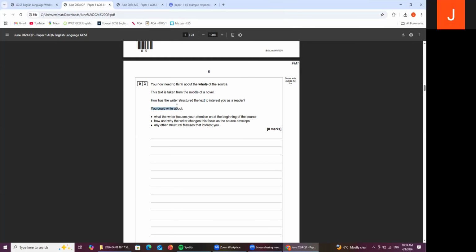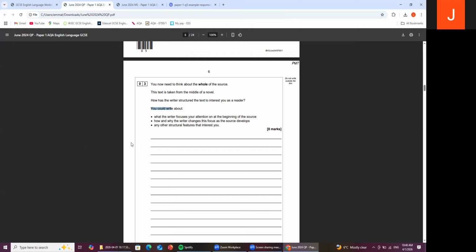Again, you have to, it's a non-negotiable: what the writer focuses your attention on at the beginning of the source, and how and why the writer changes this focus as the source develops, and any other structural features that interest you. So we're not thinking about language features, we're thinking about structure. So things like focus shifts, sentence structure, time shifts, foreshadowing, again, beginning and middle and end. We're not thinking about metaphor, similes, personification, those kinds of things. We're thinking about the building blocks of the part of the text that we're studying.